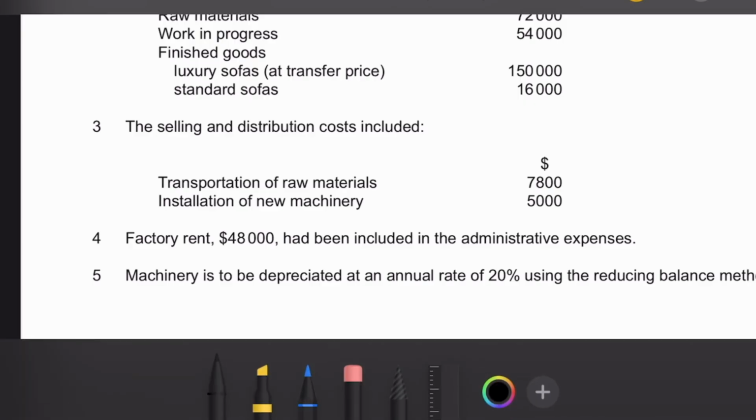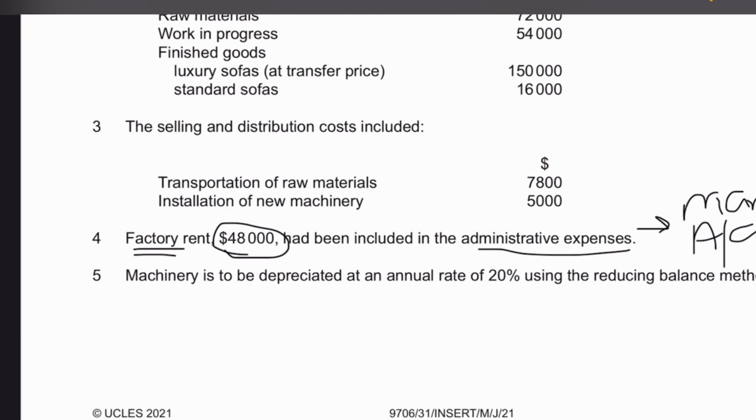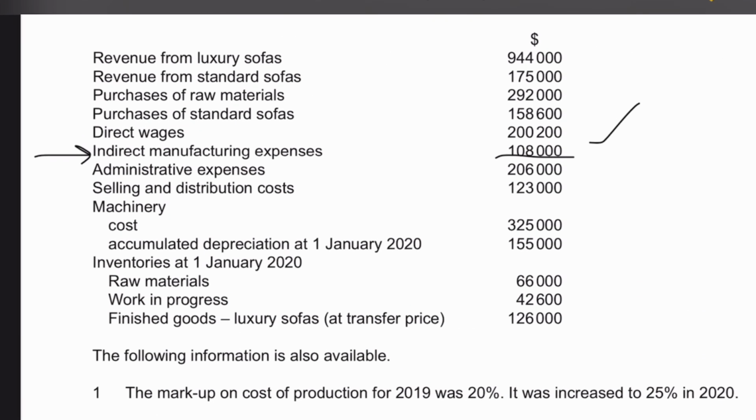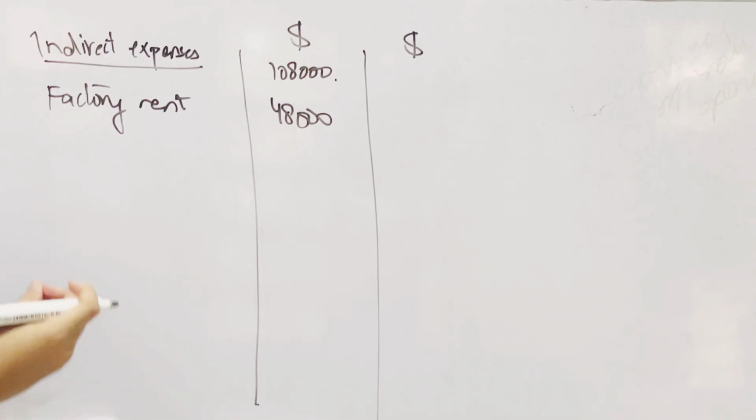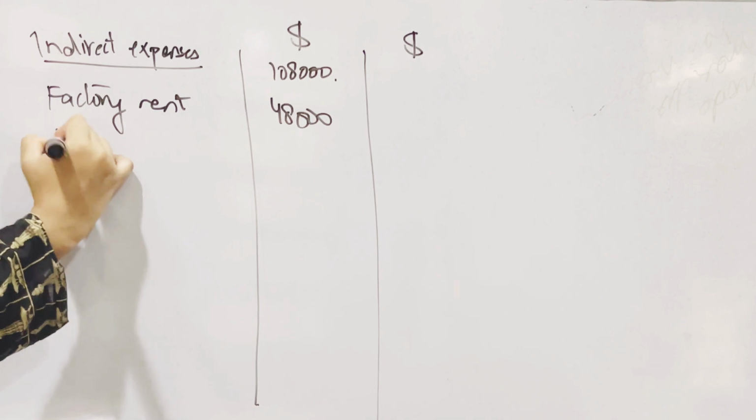The next thing that we take into account is the factory rent. They said factory rent of around 48,000 was included in the administrative expenses. As it is related to the factory, you're supposed to record it here as factory rent, 48,000. This 48,000 will also be subtracted from the administrative expenses as it is related to the factory and not the trading section of the business.